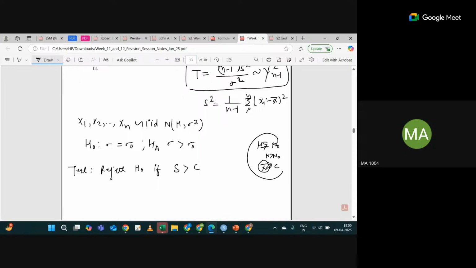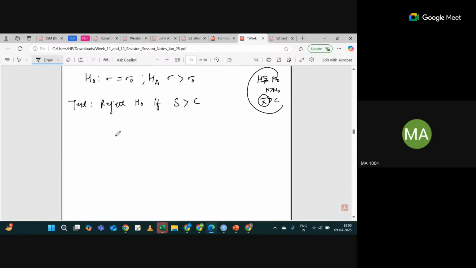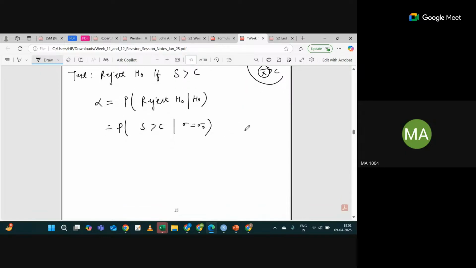Now how to proceed? The usual procedure we have to follow. What will be your first step? I will start with alpha, because alpha will be given to me. This is the probability of rejecting H naught, given that H naught is true. We reject H naught when S is greater than some C, and under H naught sigma is equal to sigma naught. If you focus carefully, the chi-square test statistic involves n minus 1 times S square divided by sigma square, which follows chi-square n minus 1. So I need S square. Can I write S square greater than C square?